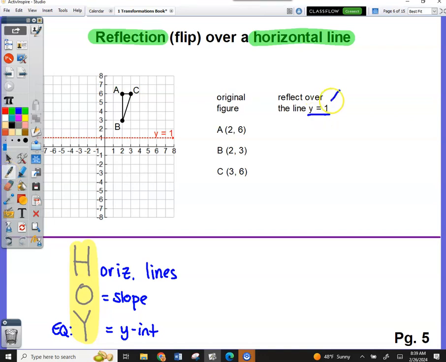This is random, okay? They're just randomly saying, hey, flip over y equals 1, which means there's no formula. You're going to have to actually map it and count it, all right? When it's random, that means there is no formula or no rule. Let me write rule. There is no rule at all, and it's because it's random.